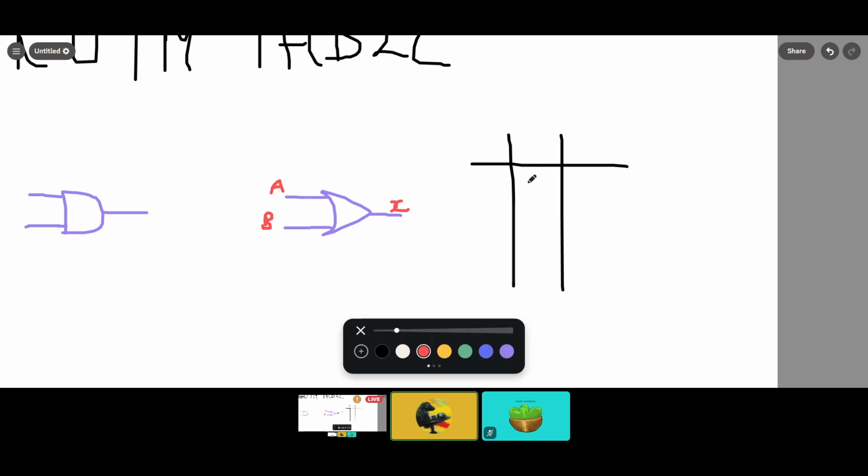So let me, and you can pause now. Yeah, let me just write this above. All right, so let's start filling up this truth table.